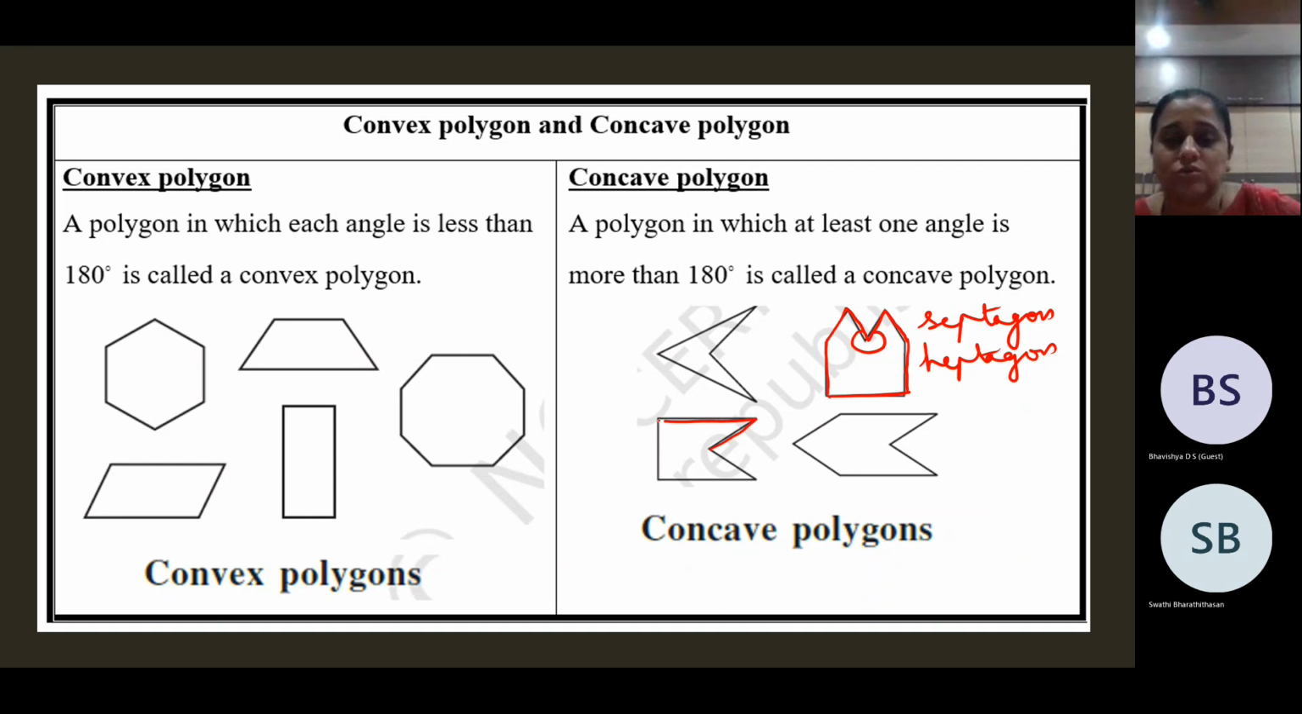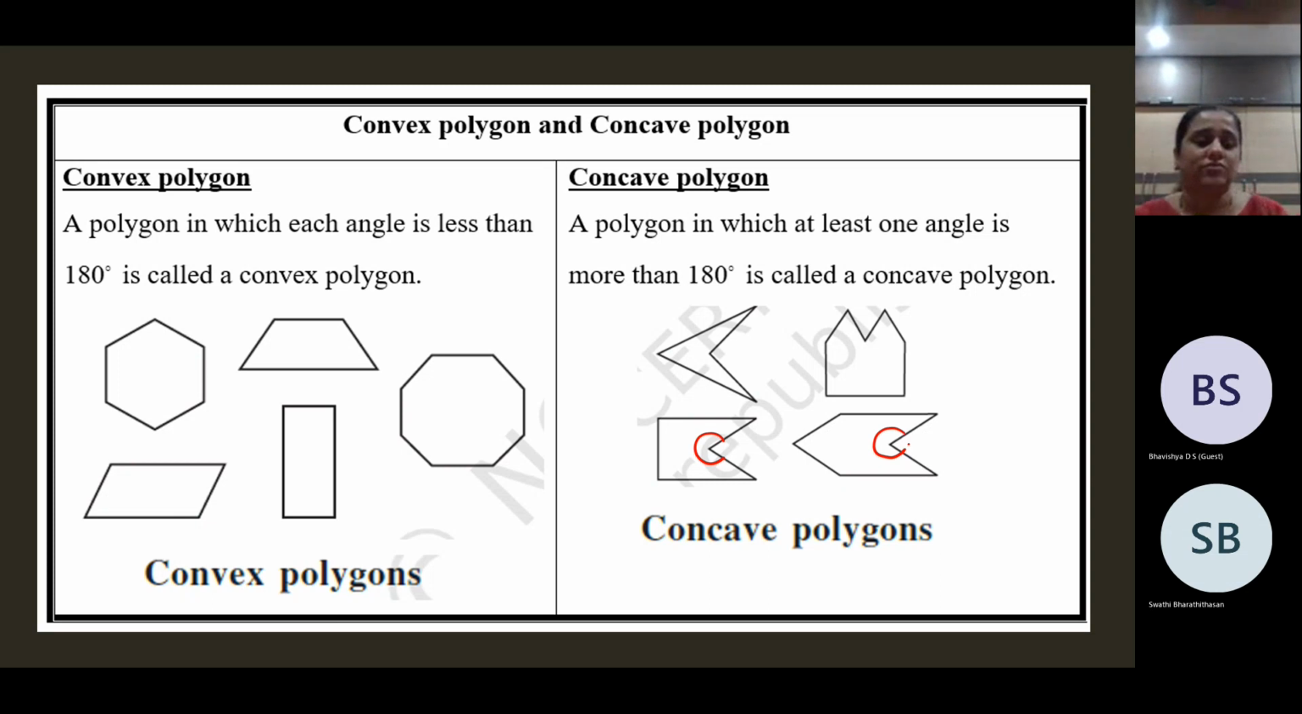1, 2, 3, 4, 5. Pentagon. Concave pentagon. Because this interior angle, not this angle, don't see the angle outside. This one is an exterior angle, not this angle. Interior angle is inside the figure. The measure of at least one interior angle will be a reflex angle. So see inside the figure here, this is a reflex angle. Similarly here, this is a reflex angle. All right.